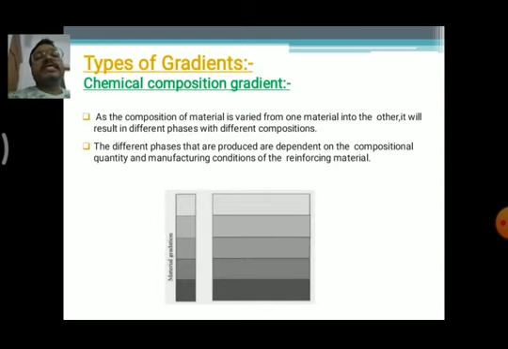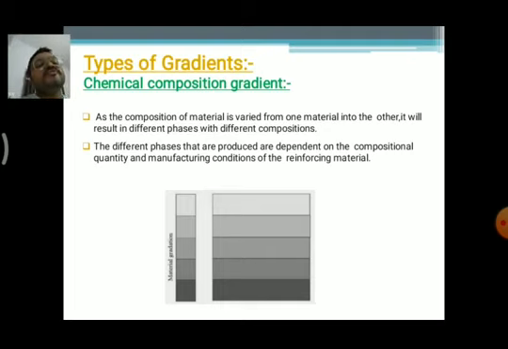Next one is the types of gradients. So here we are taking the different types of gradient. First one is the chemical composition gradient. In this, the composition varies from one material to the other material, and it results in different phases of different combinations. So in the first layer we are seeing the tensile property, in the second layer the compressive property, in the third layer the hardness property, and in the fourth layer other properties. So it is the combination of different compositions in different phases.